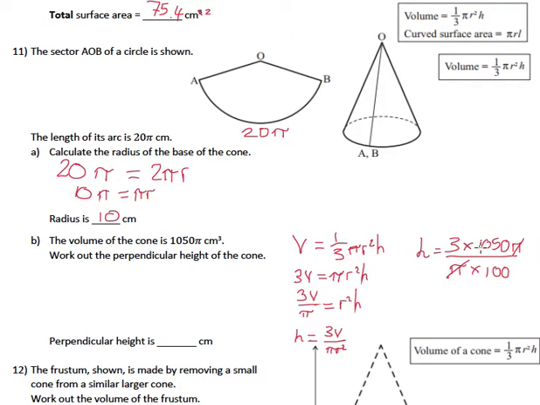3 times 1050 is 3150. And if I divide that by 100, I get 31.5.